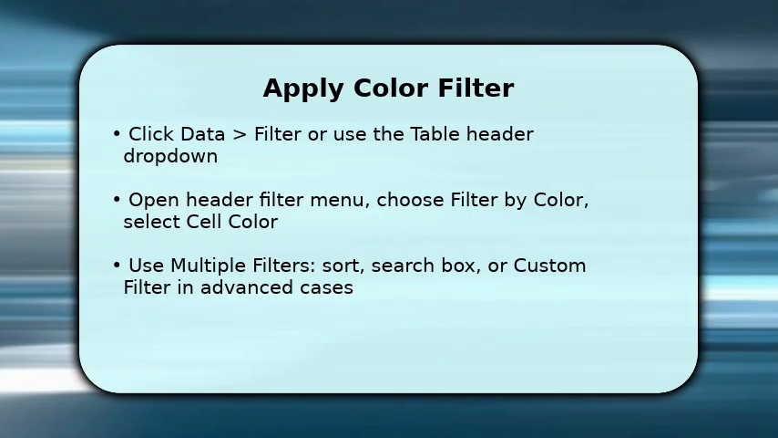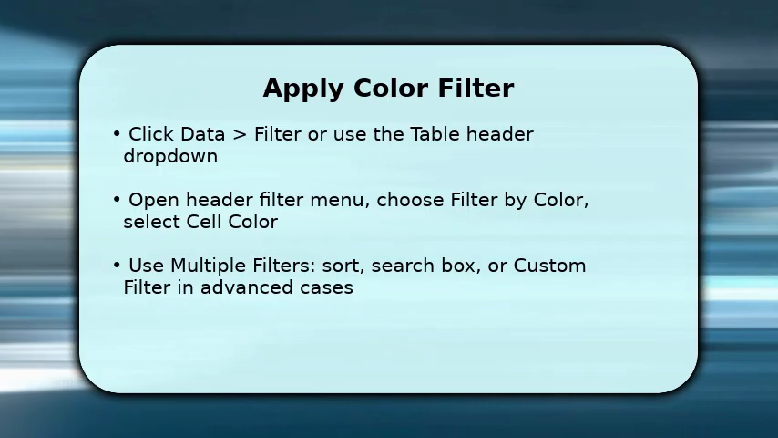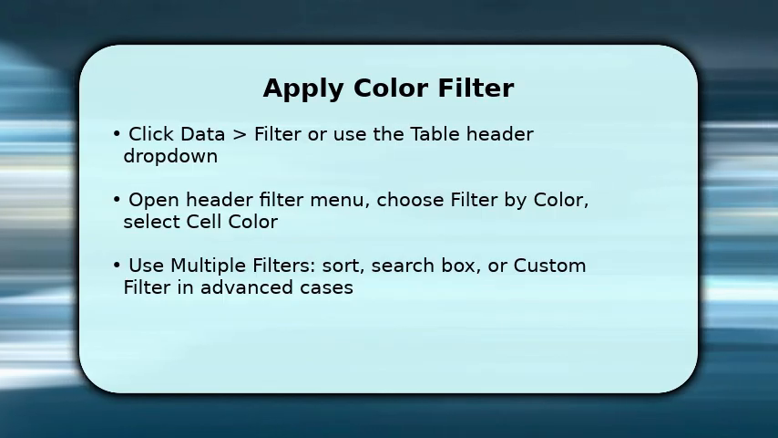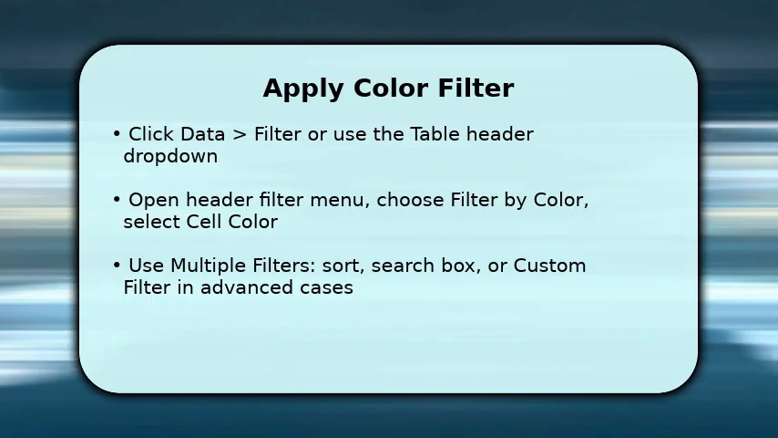If you need more control, use Sort by Color to group or the search box to isolate text inside colored cells. For mixed criteria, combine color filter with text or number filters. This ensures you capture exactly the intersection of color and content.